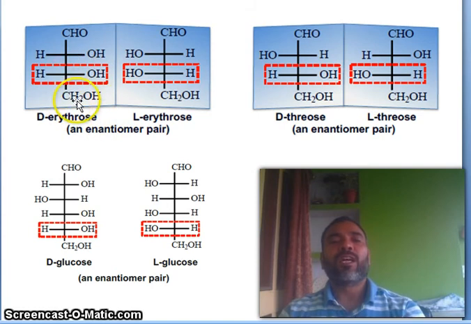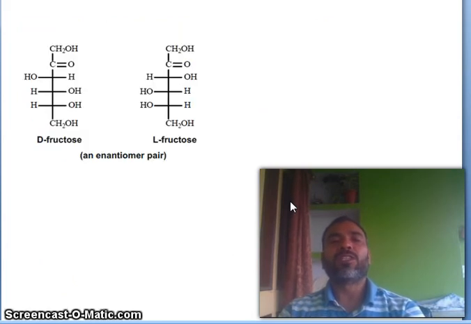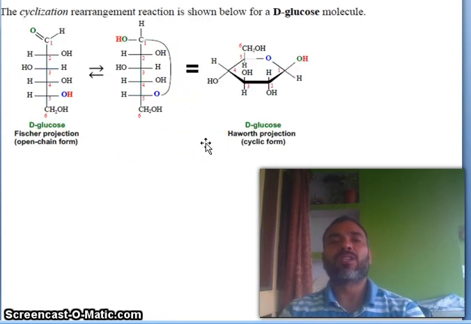You see from the bottom or from the top, the last wedge group: if it is on the right side it is D, and if it is on the left side it is L. You can see these examples also, D-glucose and L-glucose. So with the help of the Fisher projection we can easily demonstrate D and L. You can also see here D-fructose and L-fructose. Now you see, this is D. How do you know? This is the Fisher projection. You also know the cyclization arrangement occurs in D-glucose, forming this cyclic form and its structures.